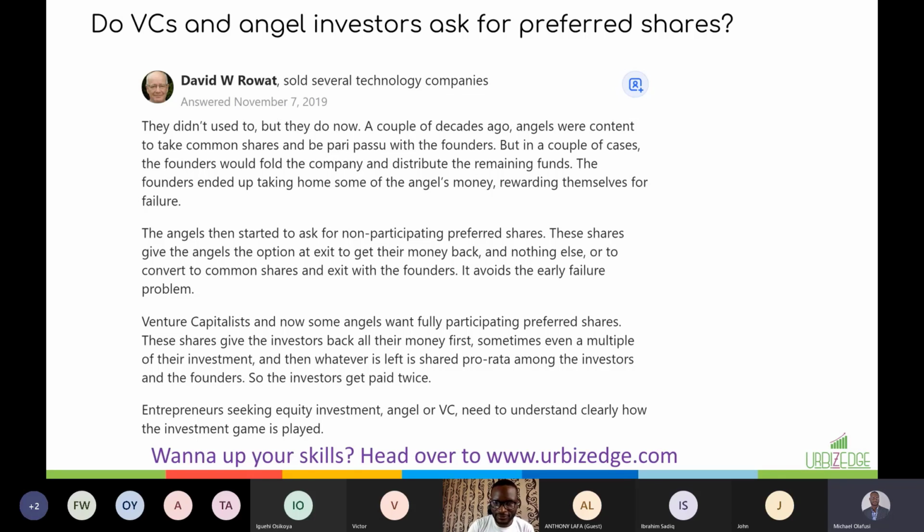So let's continue from there. In a couple of cases, the founders would fold the company and distribute the remaining funds. The founders ended up taking some of the angels' money, some of the investors' money. I've explained that. So there's no downside for them. It just means if you start a company, there's no downside to you just getting an investor. Why? Because you will always make money even if the company fails.